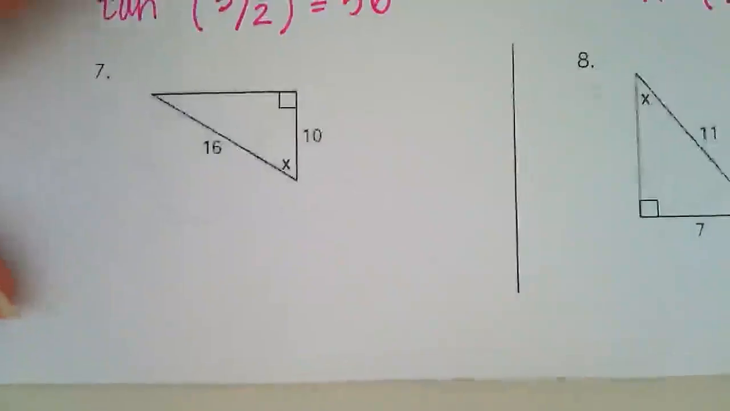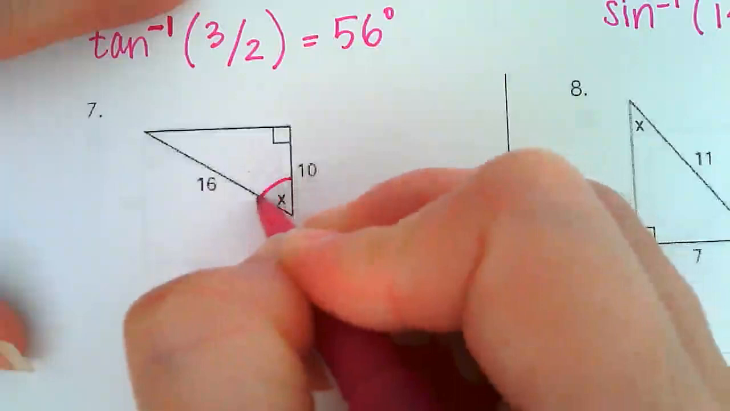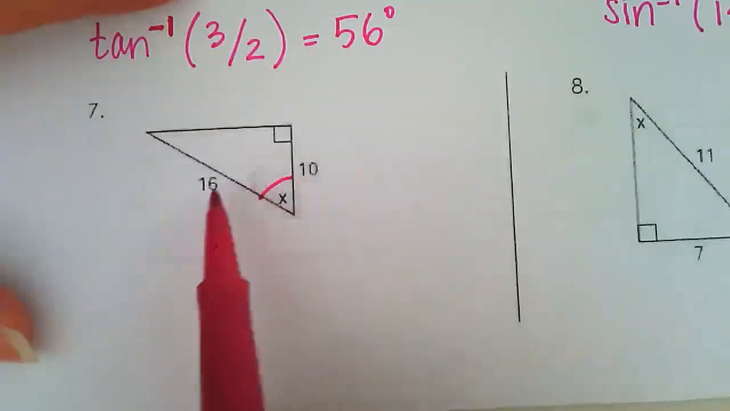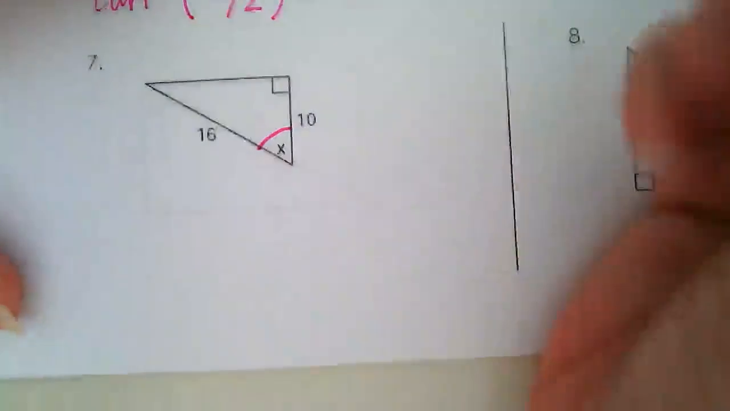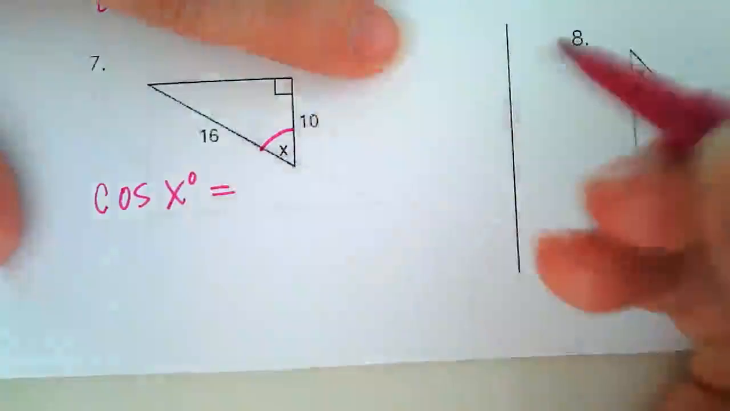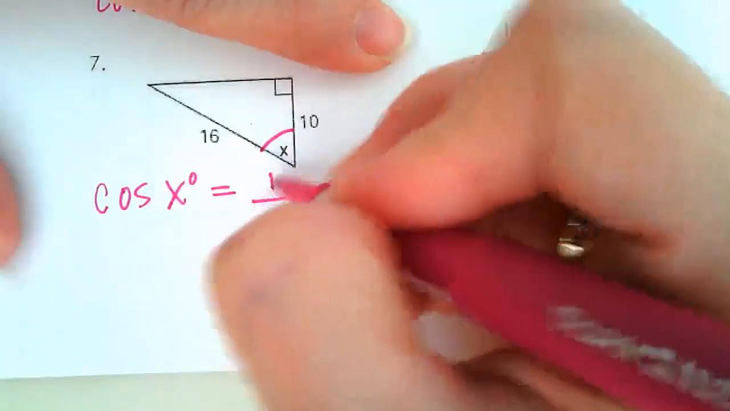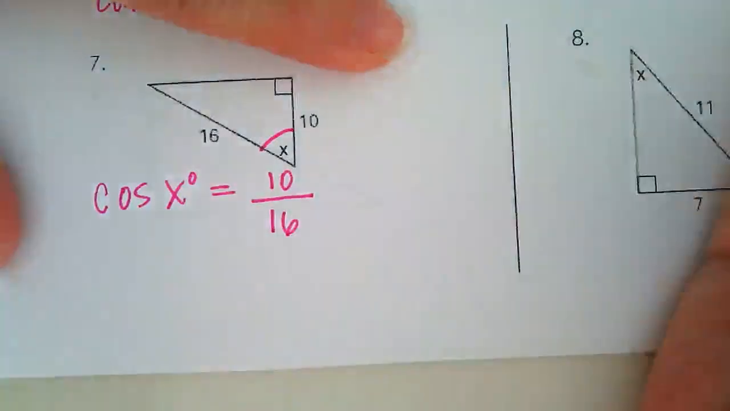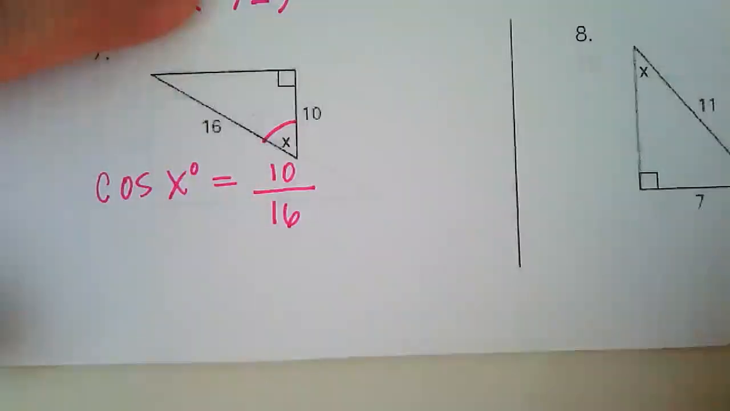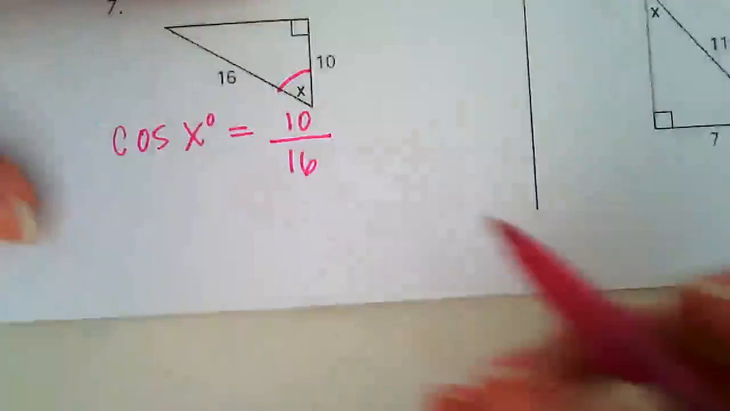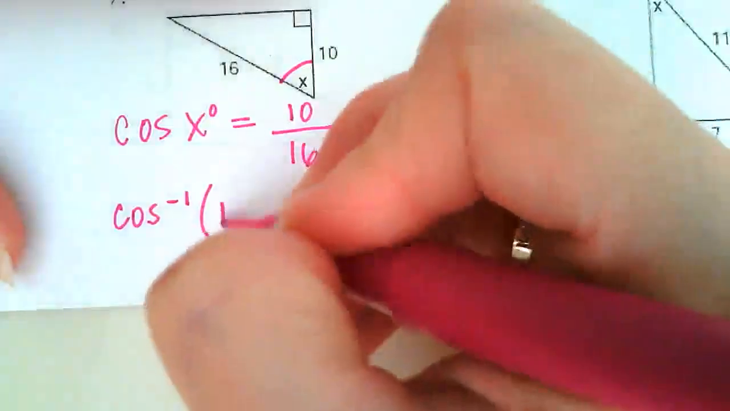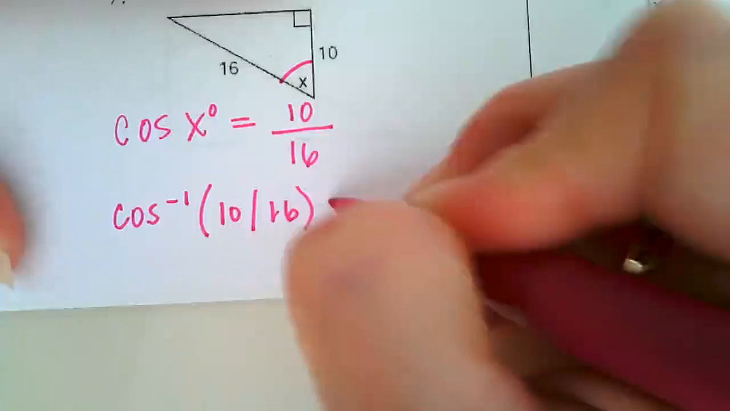All right, number 7. Here again, here's our angle. We don't know the angle, but we know the adjacent and hypotenuse. So that means we need to use cosine. The cosine of x degrees is going to be adjacent over hypotenuse. Again, we can reduce this, but we're going to let the calculator do the work. If you want to reduce it to 5 over 8, that's fine. It doesn't matter. What we're going to type in is the inverse cosine of 10 over 16.